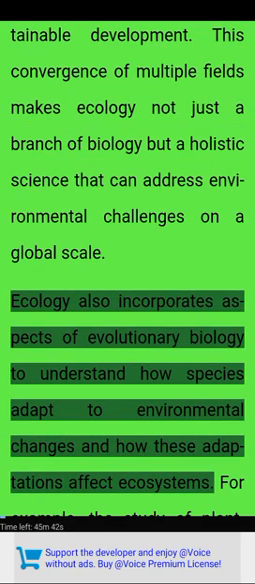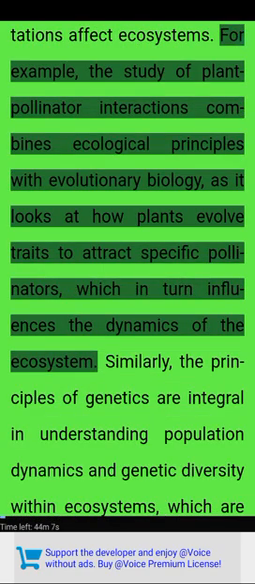Ecology also incorporates aspects of evolutionary biology to understand how species adapt to environmental changes and how these adaptations affect ecosystems. For example, the study of plant-pollinator interactions combines ecological principles with evolutionary biology, as it looks at how plants evolve traits to attract specific pollinators, which in turn influences the dynamics of the ecosystem.